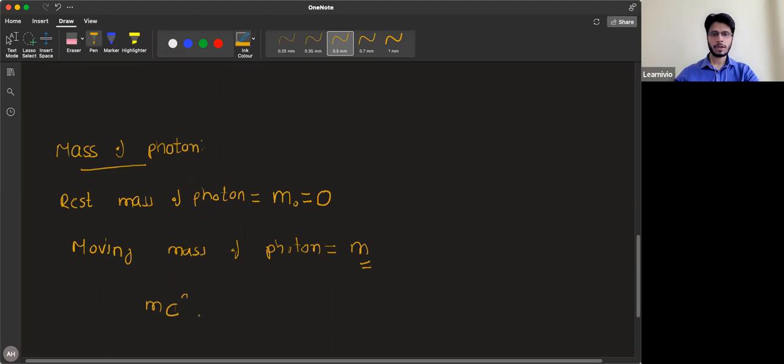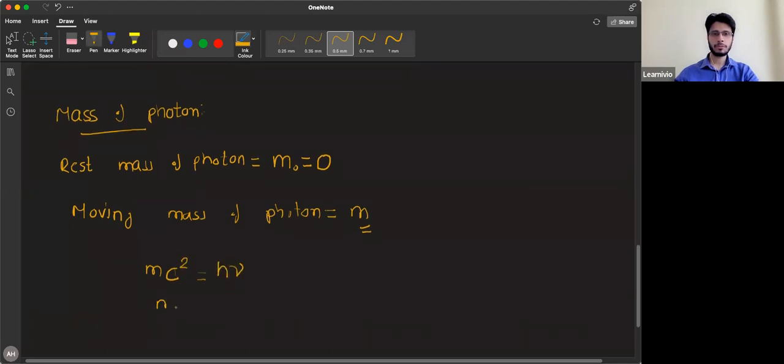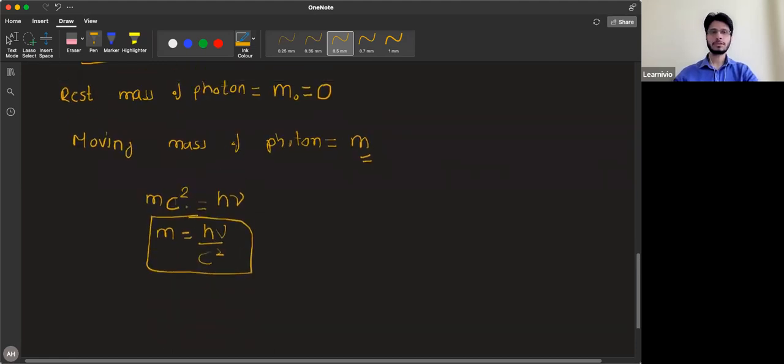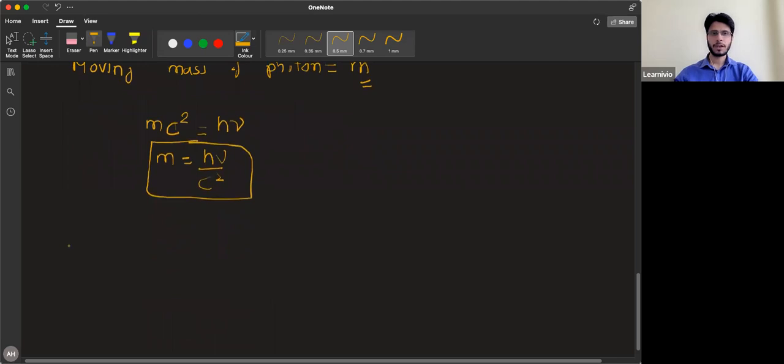mc square is equal to h nu. You get m, which is h nu by c square. This is m, the mass of the photon. This is h nu by c square. After the mass of the photon, the next thing you can calculate is the momentum of the photon.